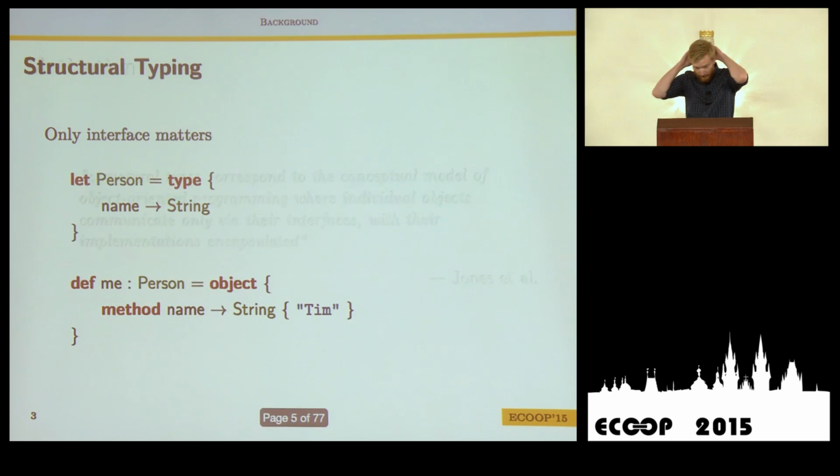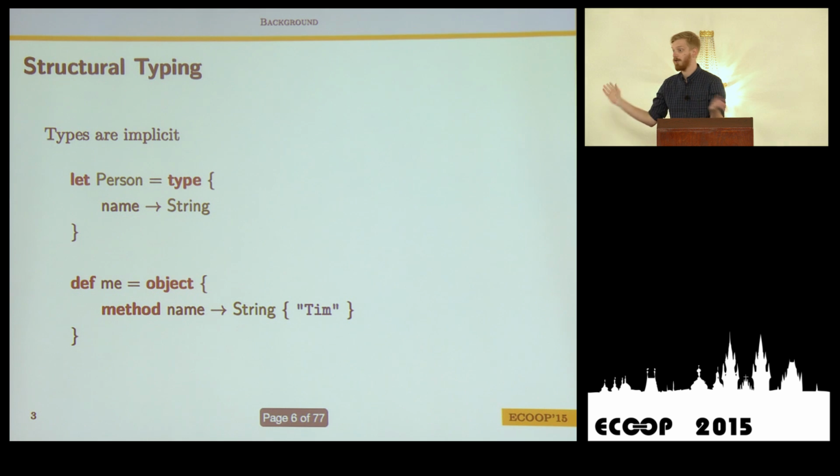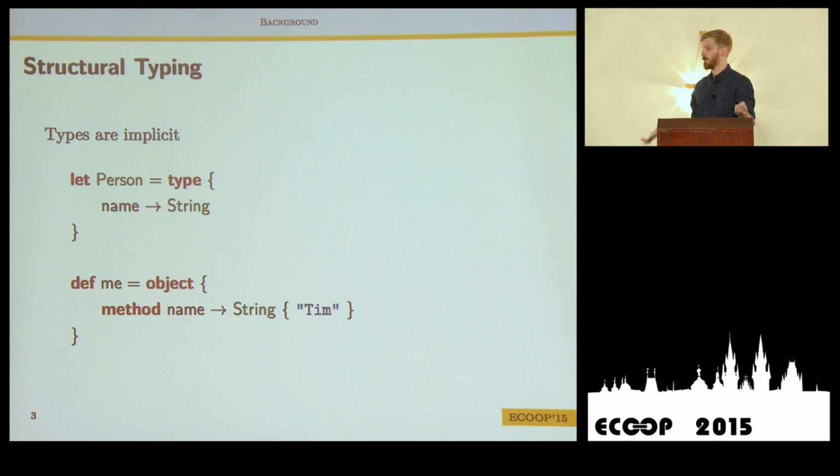So essentially, just a quick recap so we know what's going on. Only the interface matters in structural typing. A person is someone who has a name that's a string, and I have a name that is a string, so I'm a person. And I don't have to say that I'm a person. My personhood is implicit in that I have a name. And so is anyone else who has a name as well. We're all people.